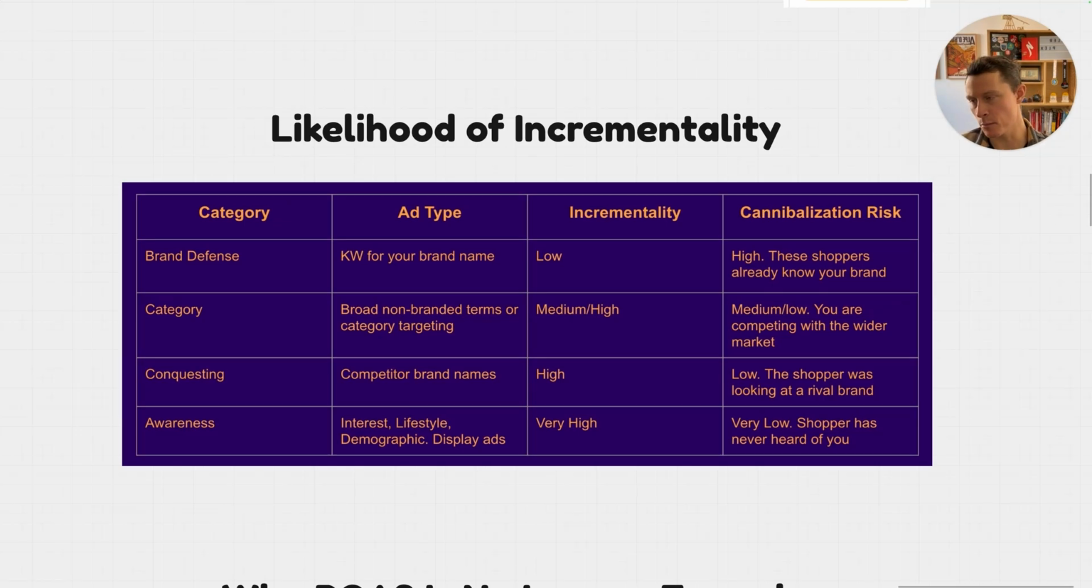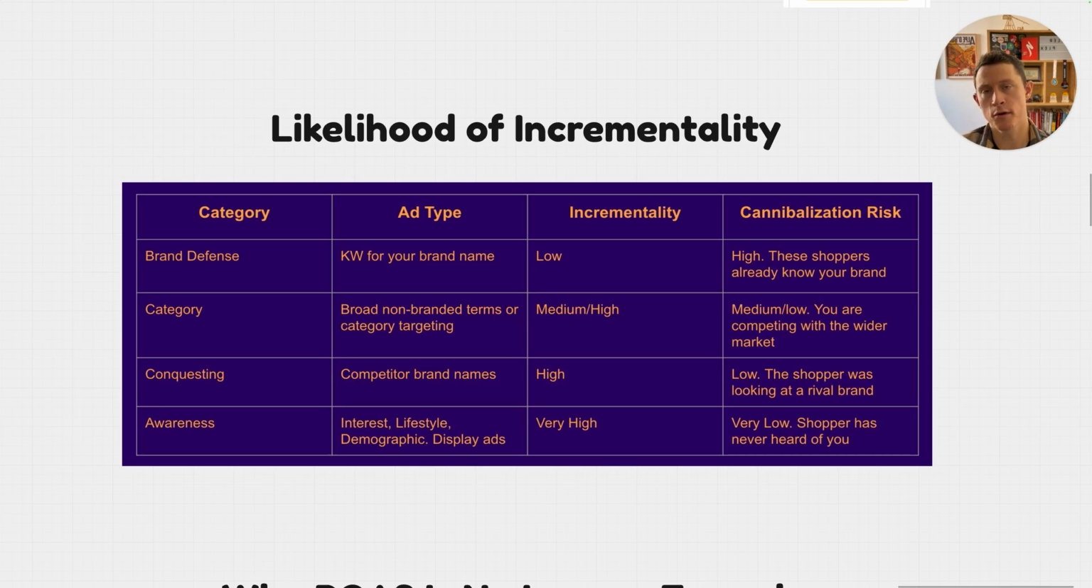You're competing with the wider market in some cases, but in other cases, you're turning over search terms that are very closely related to your brand. Our third category here is actually the inverse of the one we talked about first, so conquesting. This means you are setting up campaigns in order to reach out and find shoppers that are searching for a competitor brand. You're going after them directly. These usually have a higher cost of acquisition and maybe a higher cost per click because you're going up against these brand names. But the likelihood of incrementality here of new customers is quite high. The shopper was searching for a rival brand. They weren't looking for you. You're trying to divert them from that course and bring them to your brand.